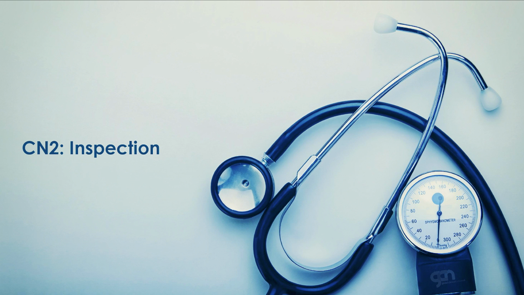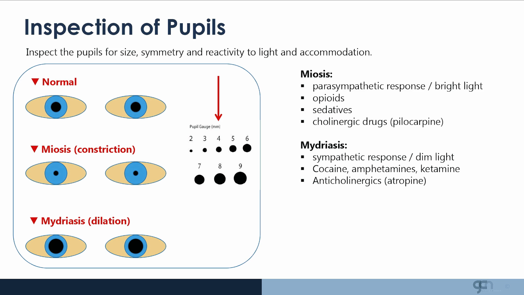We start by inspection. Inspect the pupils carefully, looking at their size, symmetry, and their color. Normally, the eyes should appear symmetrical and central. The pupils should be the same size, approximately 4 millimeters, and the irises of each eye should appear to be the same color.